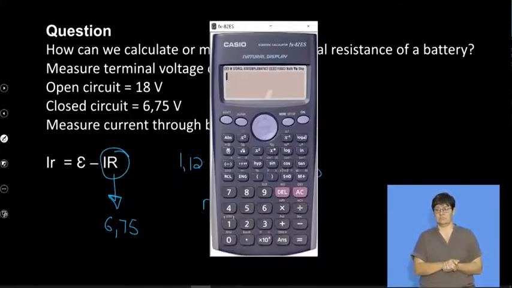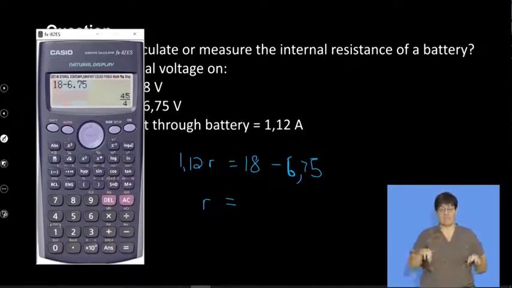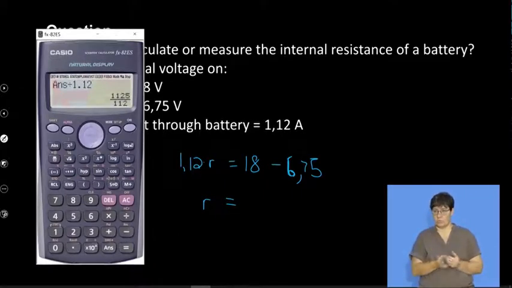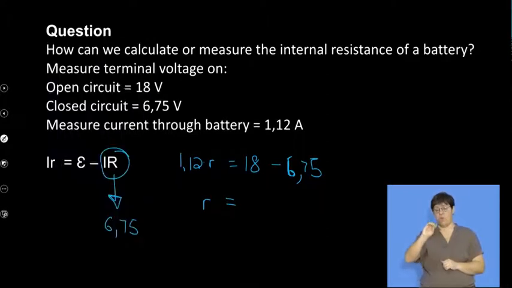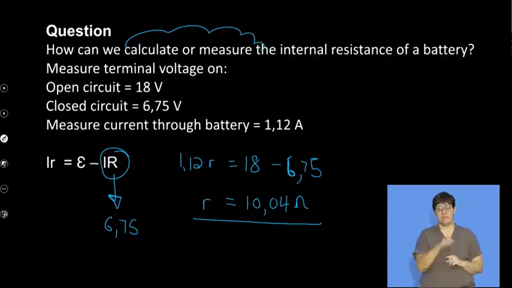Now, if we can quickly go to our calculator just to verify that. So it's going to be 18 minus 6,75, okay? This value that we obtained here is actually the lost volts. So it's 11,25. We need to divide it by the current so that we make r the subject. Our current is 1,12. What do we get? So in this case, our internal resistance is 10,04 ohms. So that's how we use the measurement and the calculations to determine the internal resistance of a battery.